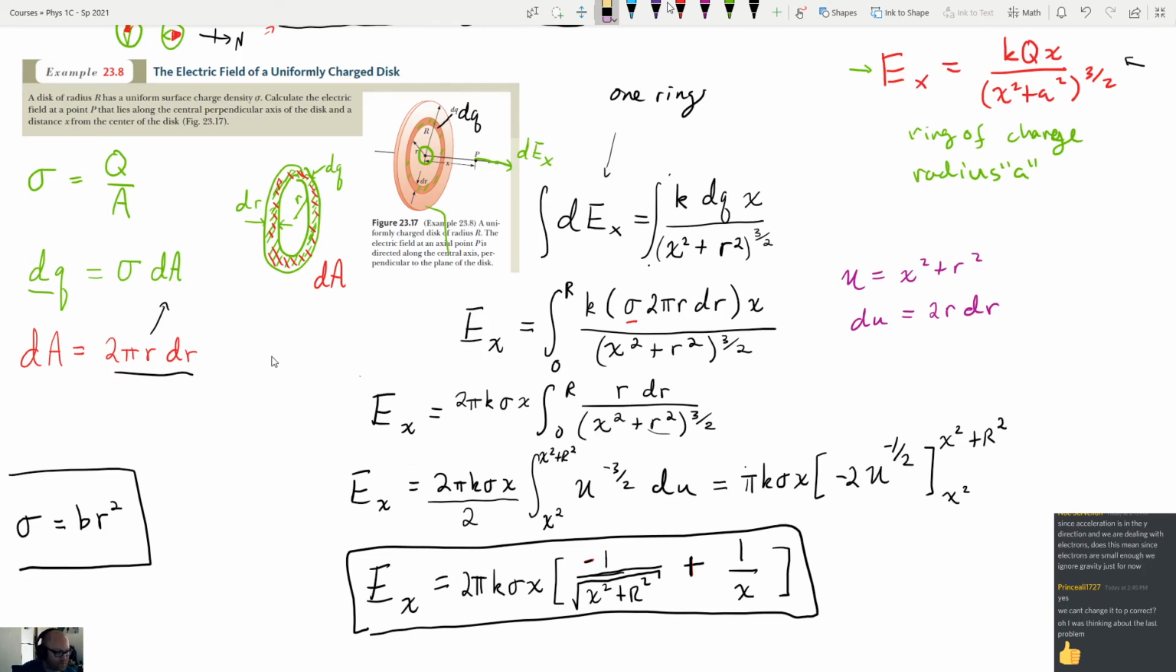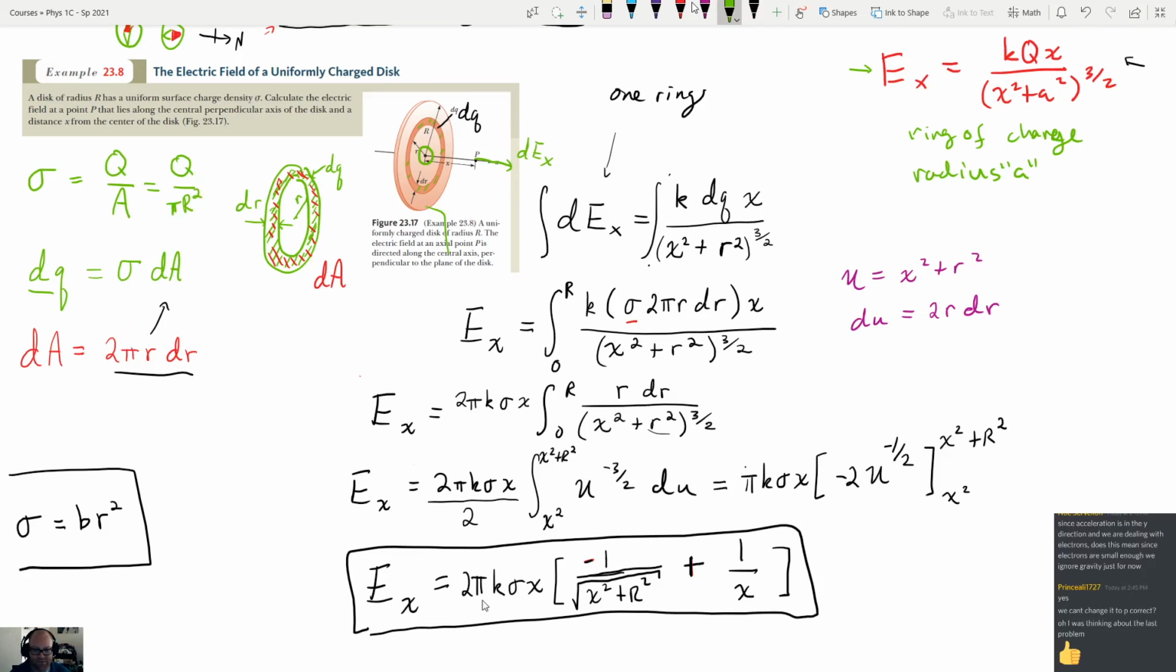I'll stop for a second and make sure. Are there any questions? What's your stance on substituting in sigma at the end? Yeah, we could do that. In this particular problem, we know that sigma is big Q over big A. Big Q is the total charge, and A is the total area. So technically, it would be pi times big R squared. We can definitely do that if we want to.